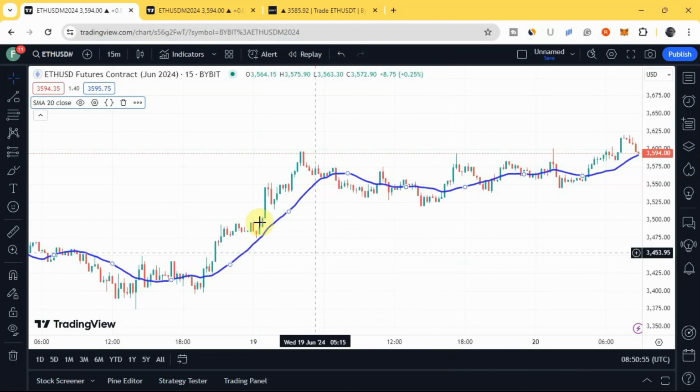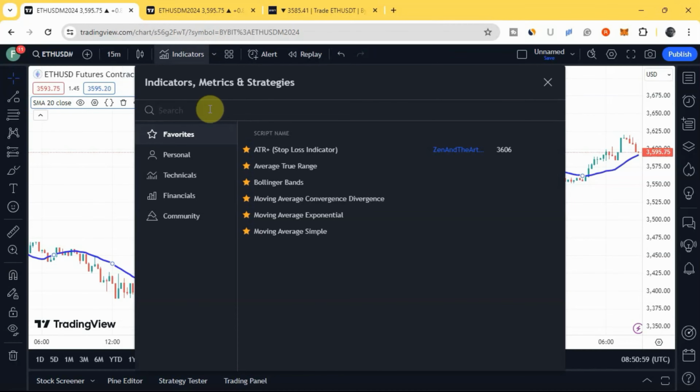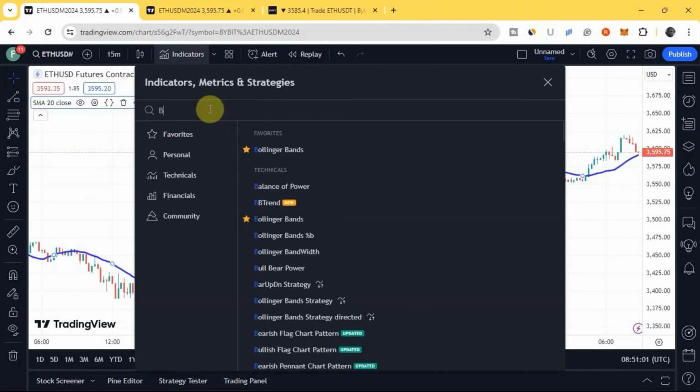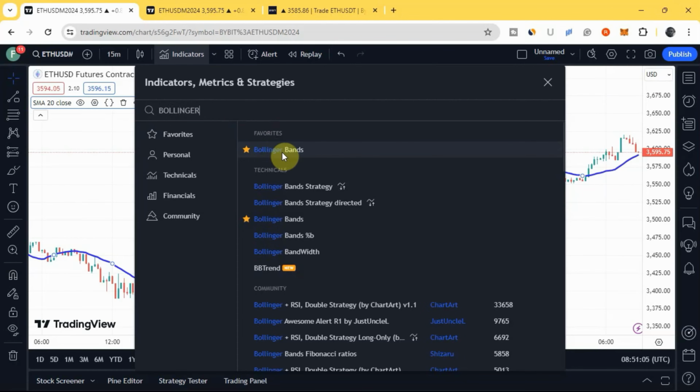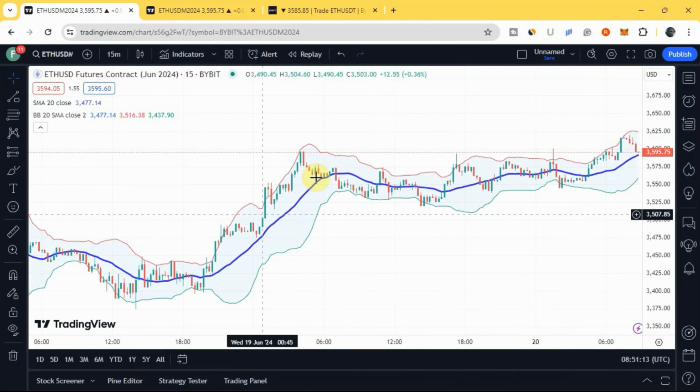So to add that indicator again, I'll come right here and click on indicator again. And then I'll search for Bollinger Band. Once you click on Bollinger, you just see this is it right here, Bollinger Band. Just click on it. Once you click on it, it will be on the chart already. So let's check it. You can see right here it is on the chart.